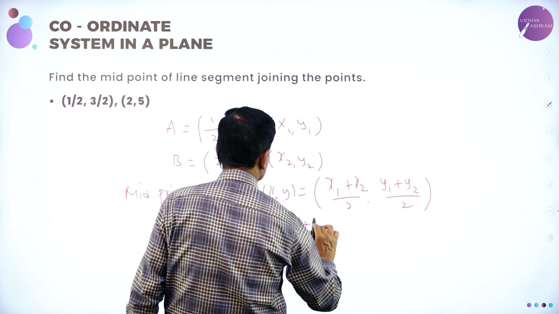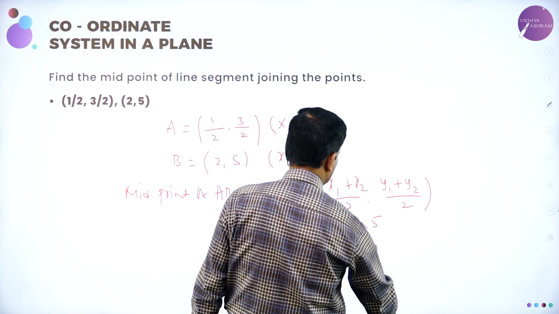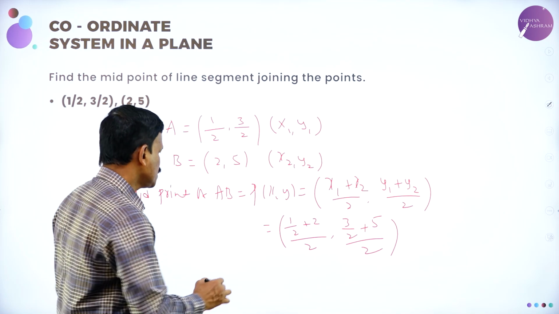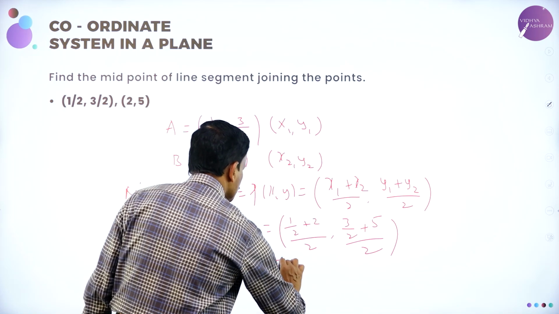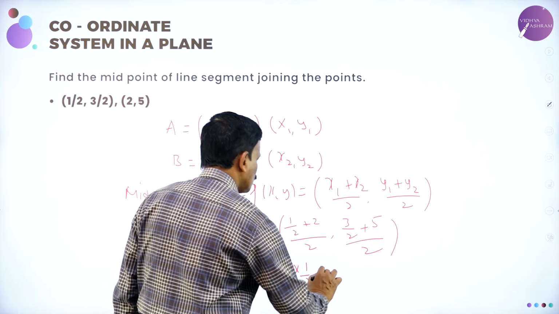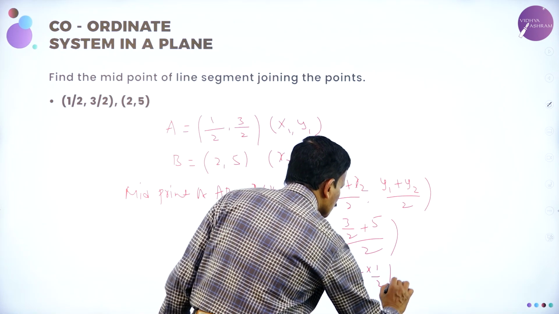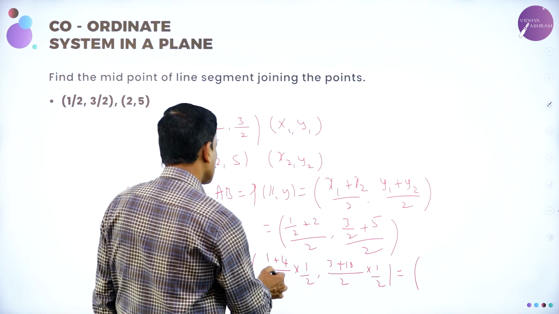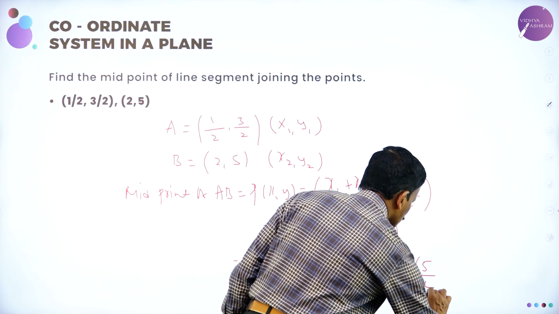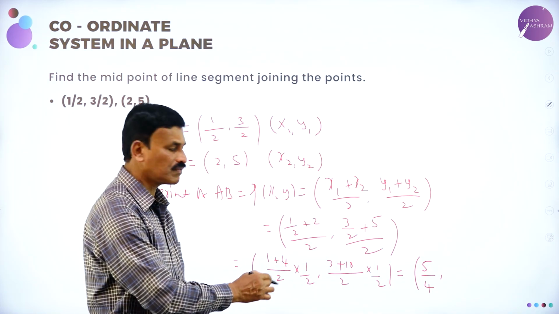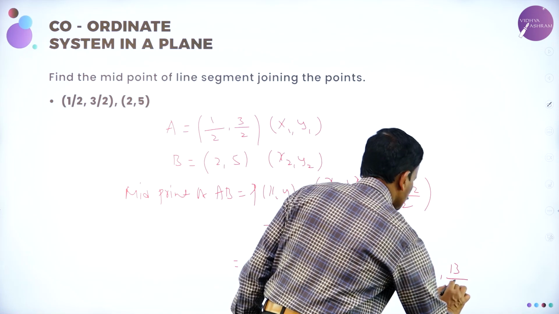1 by 2 plus 2 divided by 2 comma 3 by 2 plus 5 divided by 2. So this is equal to, just take LCM in the numerator. 2 is LCM, 1 plus 2 2s are 4 into 1 by 2 comma again 2 is LCM, 3 plus 2 5s are 10 into 1 by 2. What is this equal to? So 4 plus 1 is 5 divided by 2 2s are 4. 10 plus 3 is 13 divided by 2 into 2 is 4.